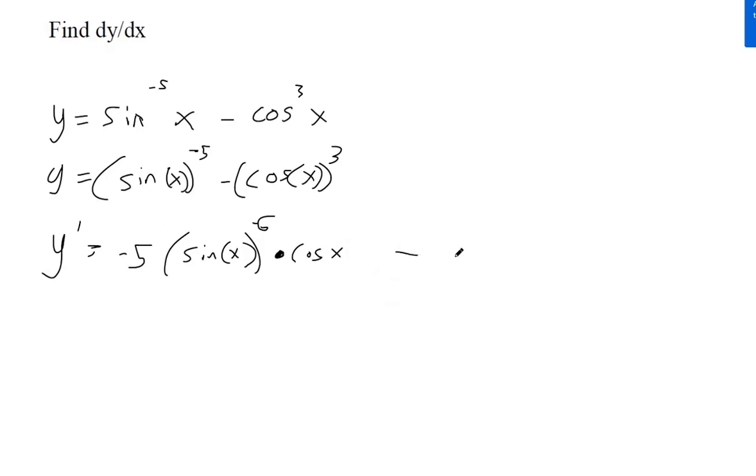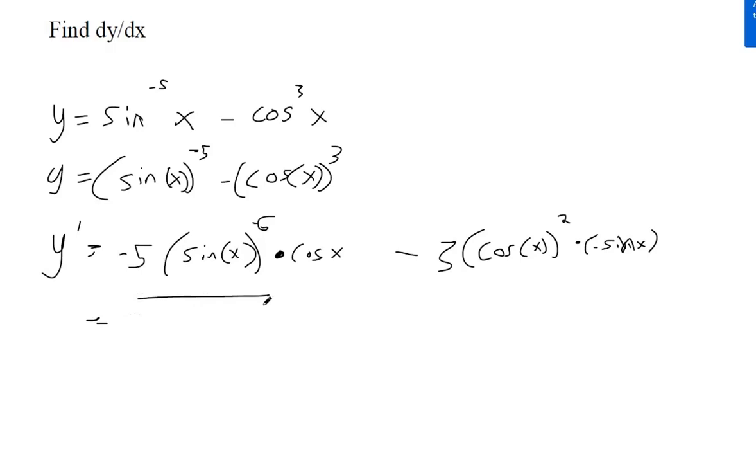Now the derivative of the second term, power rule. That gets reduced by 1. And then we multiply it by the derivative of cosine, which is negative sine. And that's the calculus part. The rest of it is just cleaning it up.